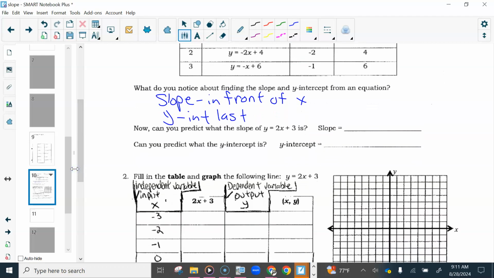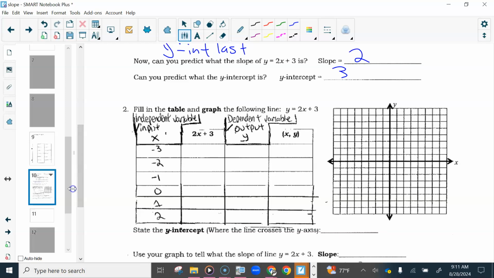So if that's the case, then what is the slope in this equation? 2. And what is the y-intercept? 3. So now we're going to test that theory to make sure the slope is indeed 2 and the y-intercept is indeed 3 by using this table.